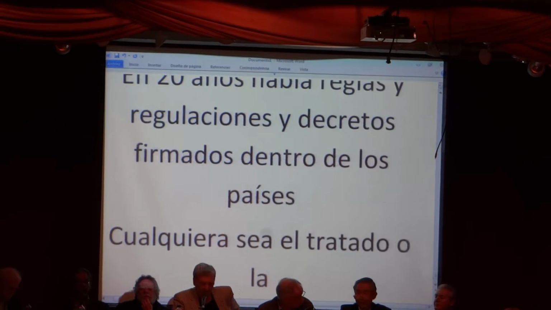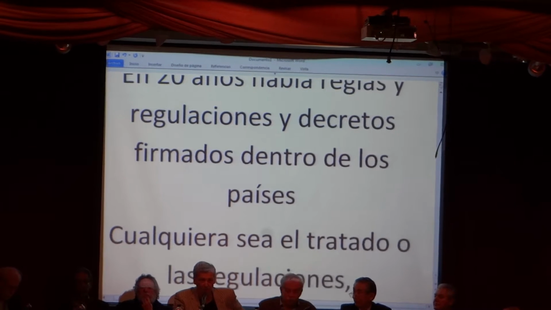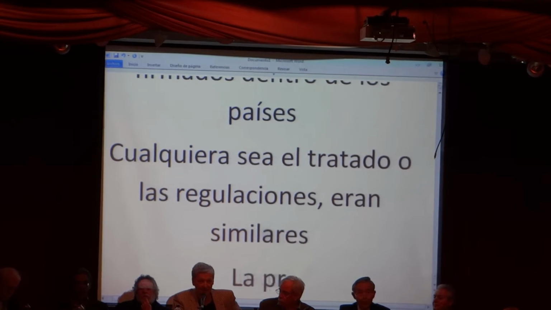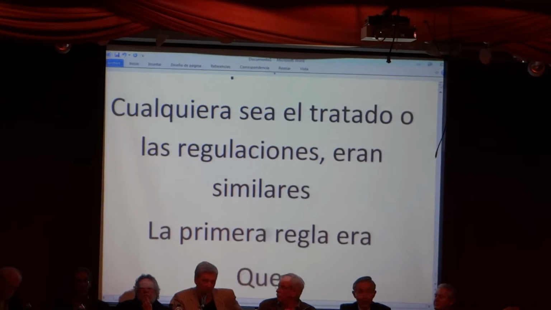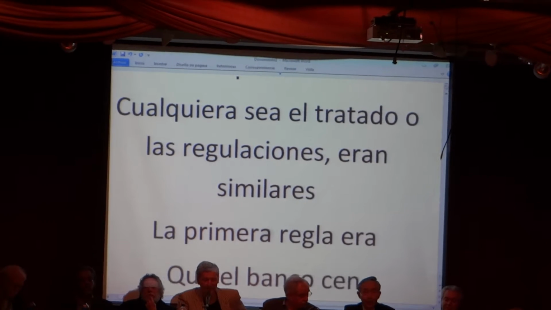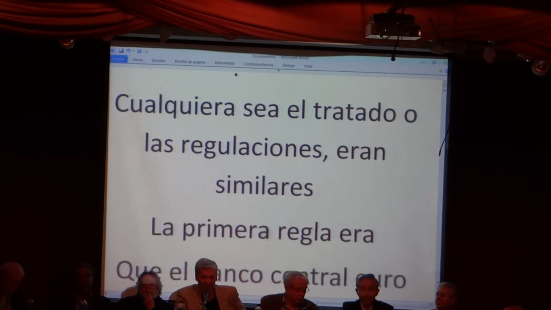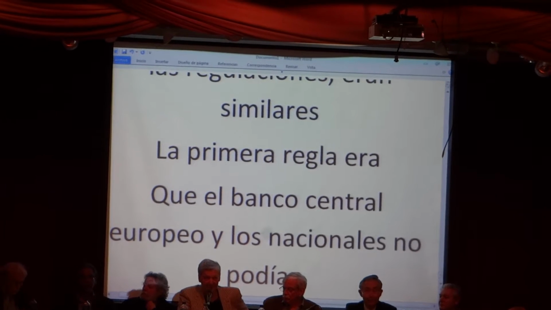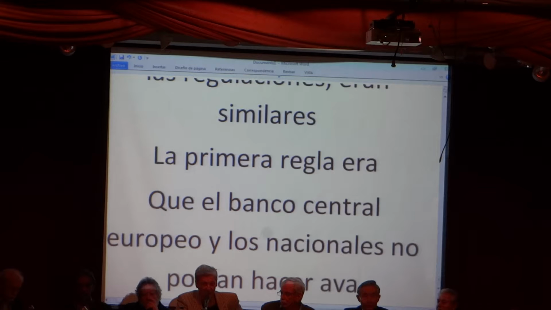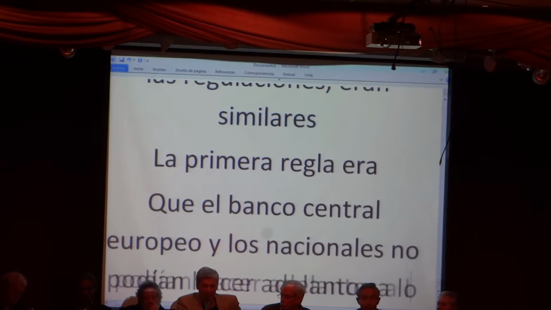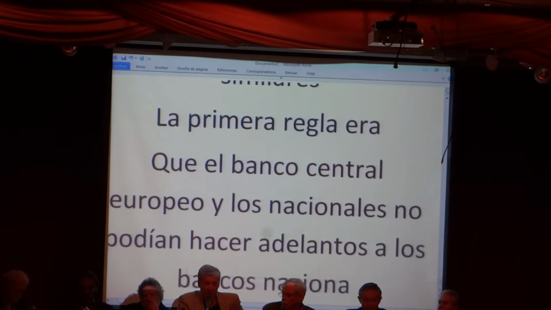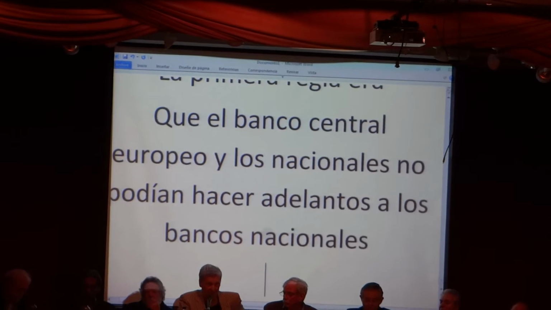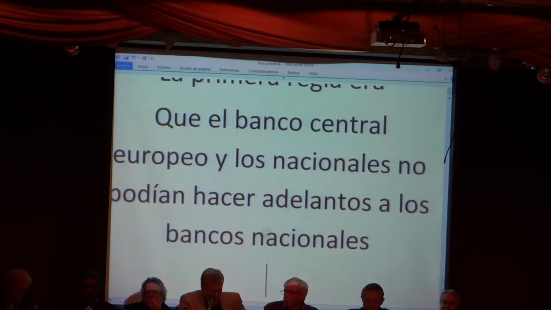So, about the ECB, what were those rules or conventions? The first one was that the ECB and the national central banks cannot make advances to governments. That was the first rule. The second rule was that the ECB or the national central banks cannot purchase securities issued by the governments on primary markets. That was the second rule.